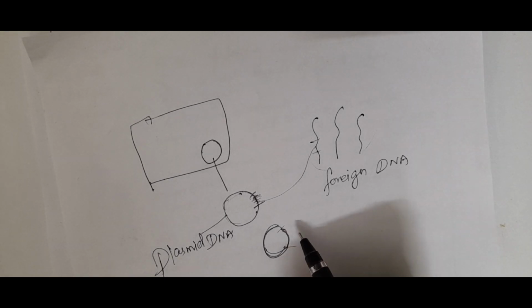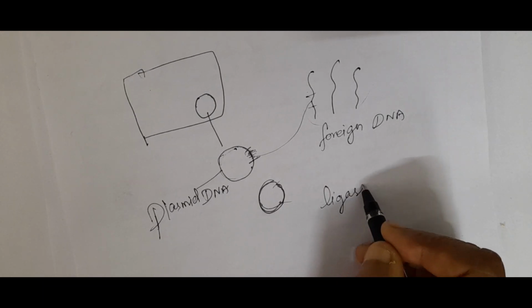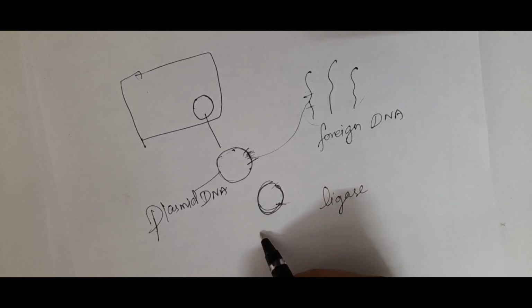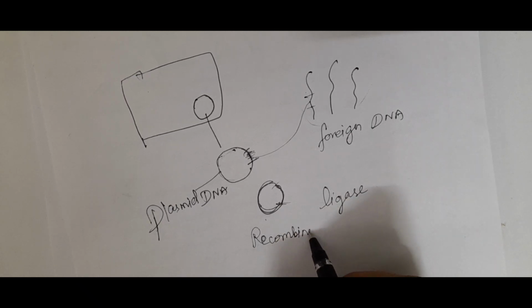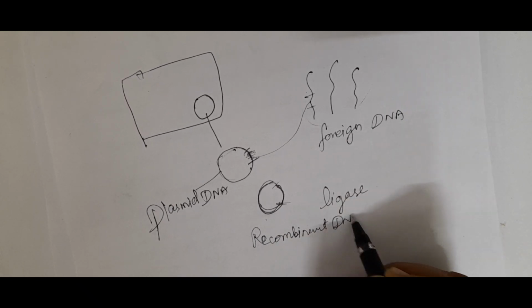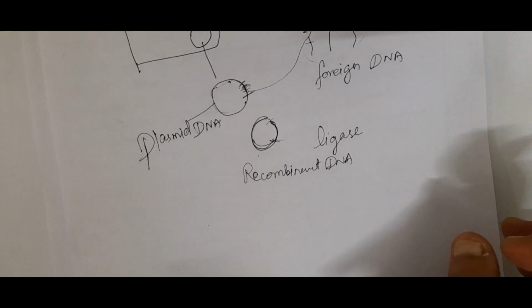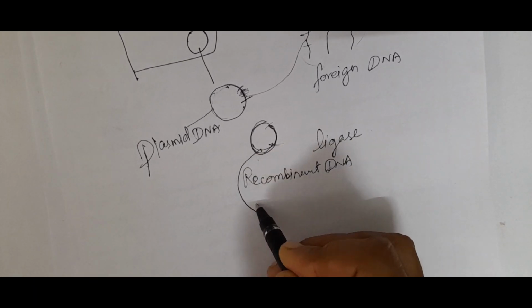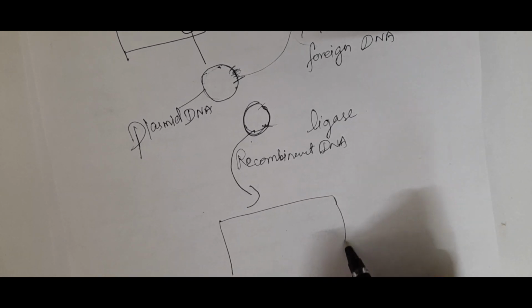For joining, what enzyme is needed? Ligase enzyme is needed. With the help of the ligase enzyme, both are combined together. Now it will become the recombinant DNA. This recombinant DNA, as such, cannot produce its colony or replicate, so it has to be introduced into a host cell. This is the host cell, maybe bacteria.